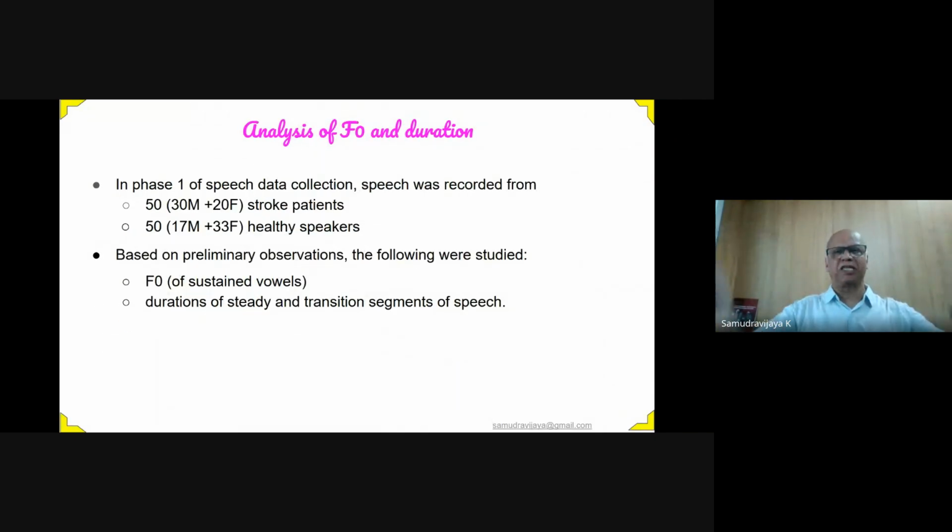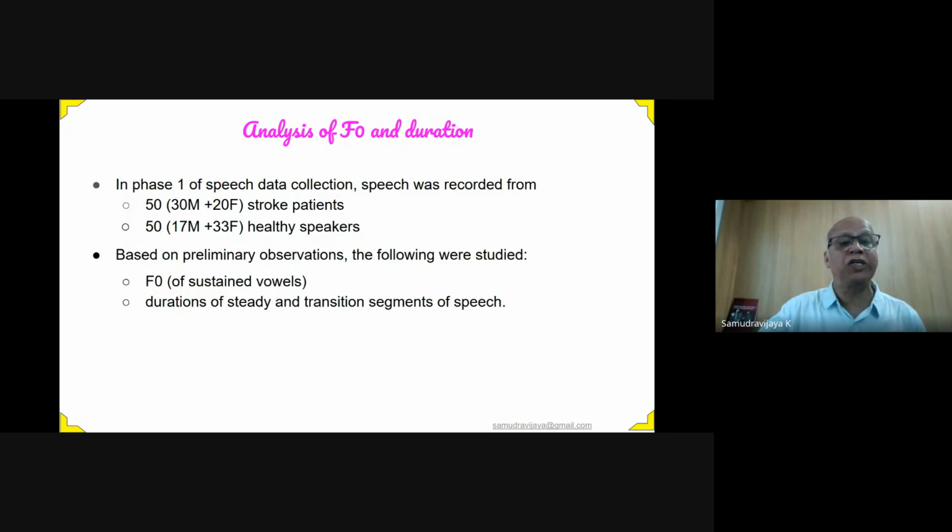We started recording speech data in various phases. In the initial phase, we collected speech data from 50 stroke patients, out of which 30 were male patients and 20 were female patients. Now, we also wanted to find out what change in speaker characteristics happens in the case of the dysarthric patients.